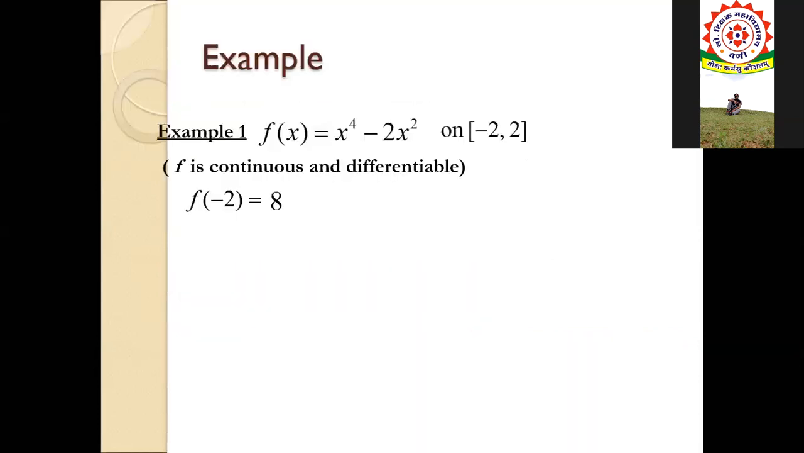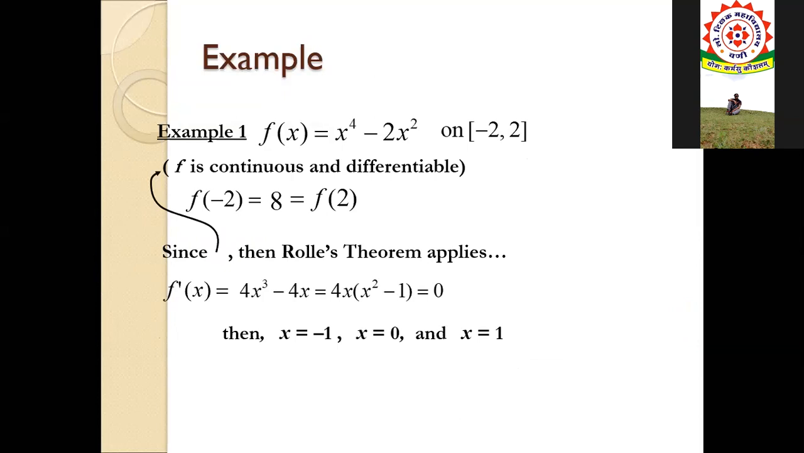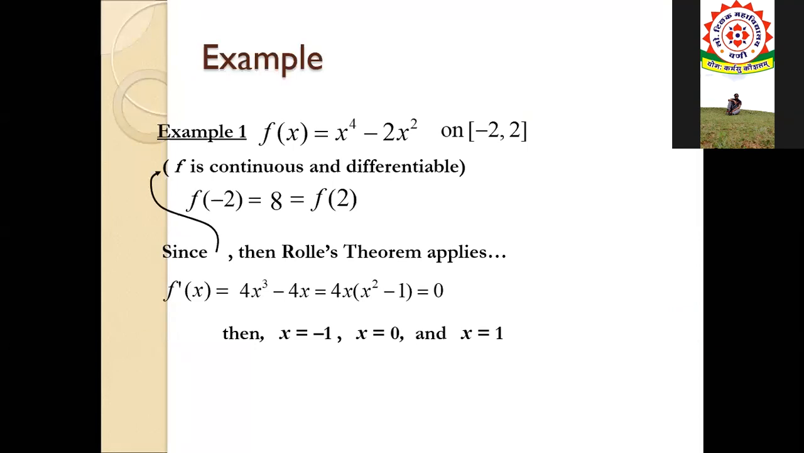The function is continuous and differentiable, and f of -2 and f of 2 are the same, that is 8. Then by Rolle's theorem, f dash of x equal to 0 gives three values, -1, 0 and 1, which are all between -2 and 2. So the theorem is true. Hence Rolle's theorem is verified because we get points between -2 and 2, which are -1, 0 and 1, such that the derivative of the function is 0.